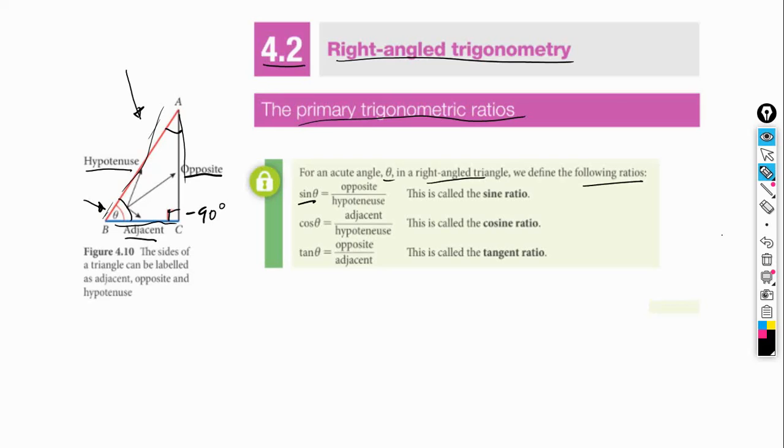Sine of theta is equal to the opposite leg divided by the hypotenuse. Cosine of theta is equal to the adjacent leg divided by the hypotenuse, and tangent of theta is equal to the opposite leg divided by the adjacent leg.